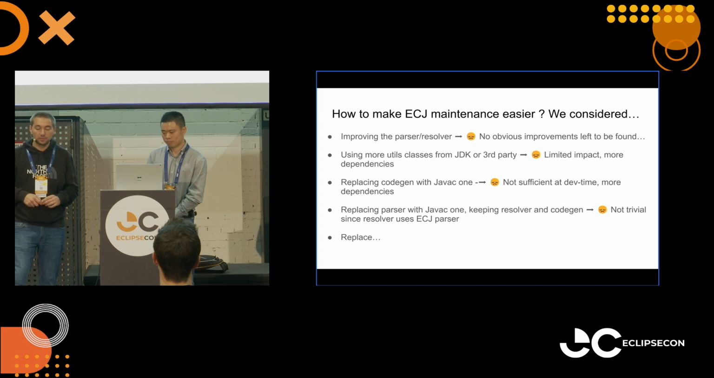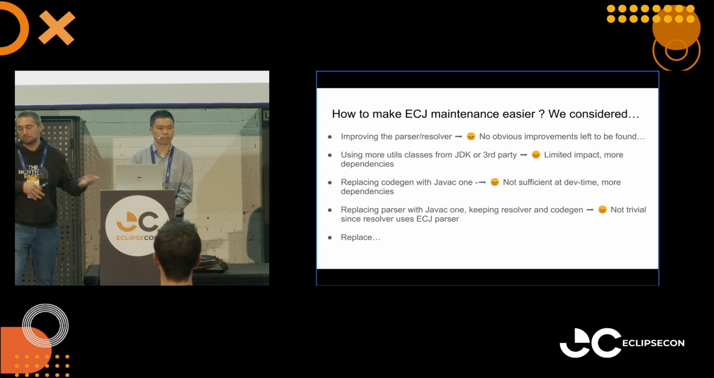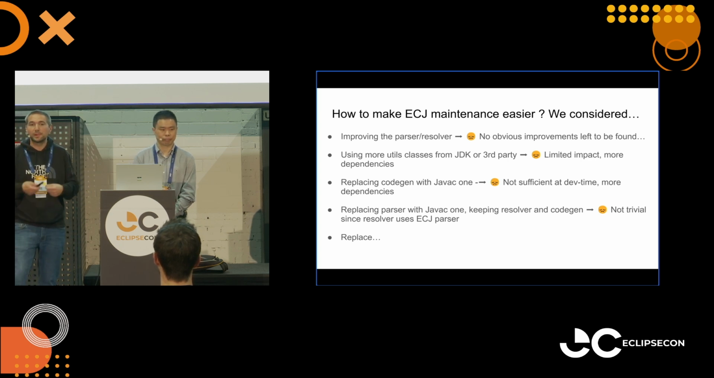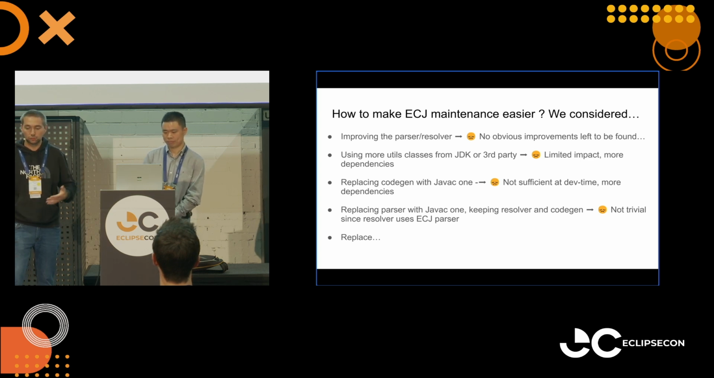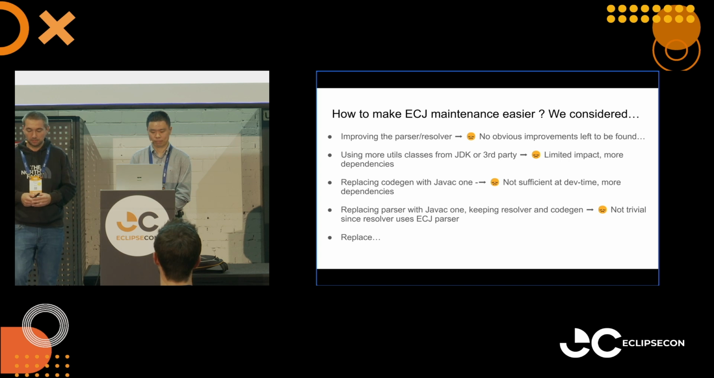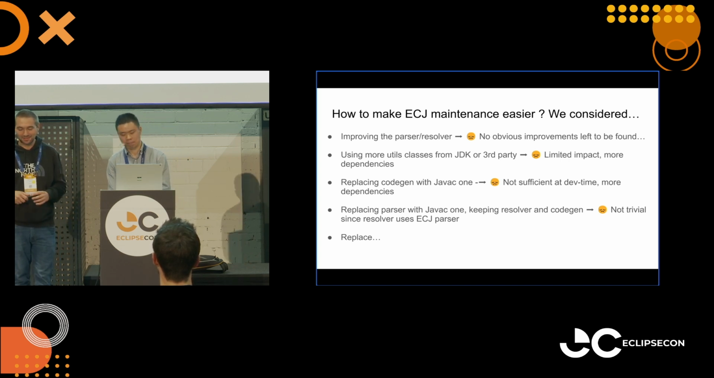We try to improve ECJ, to contribute things to ECJ. When I say we, it's my team at Red Hat, together with some people from Microsoft. We tried a few things. The first one was to find ways to improve the parser, to contribute to the parser. Maybe there are some design refactorings that we could offer to make it more efficient and easier to maintain. Clearly, we didn't find anything. Maybe there is nothing to be found, to be honest. So that was a dead end.